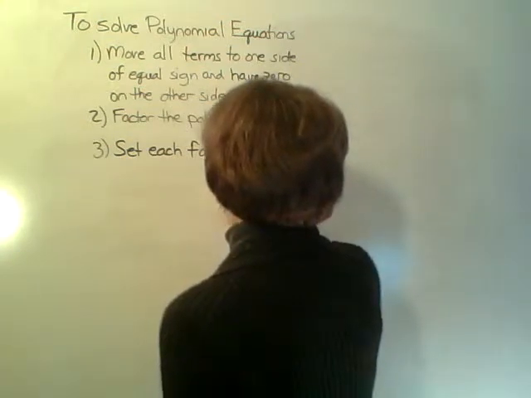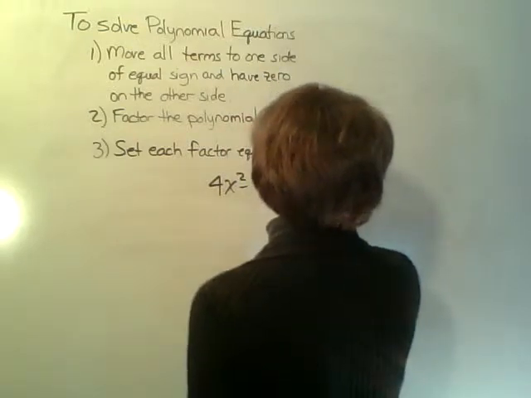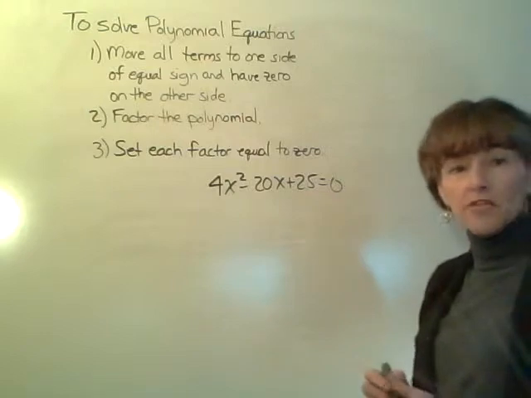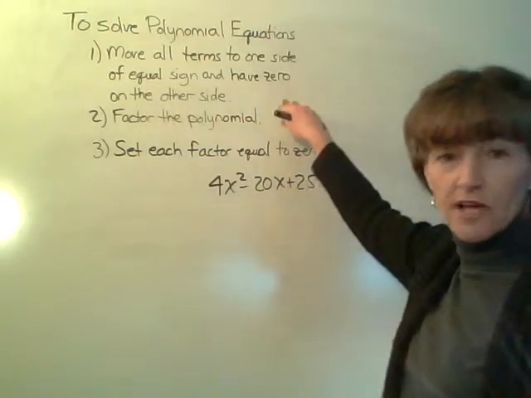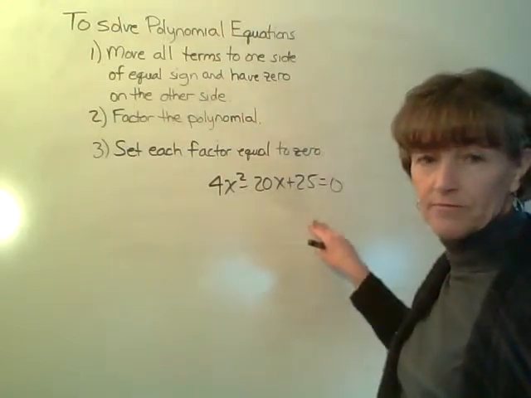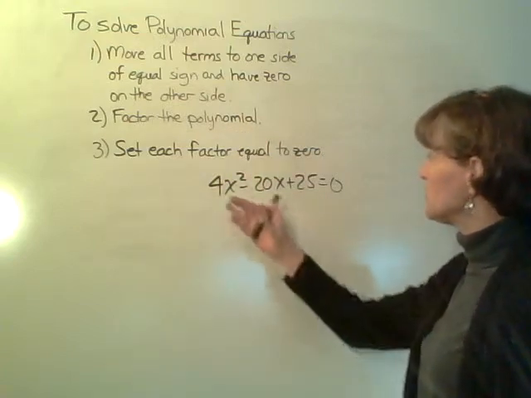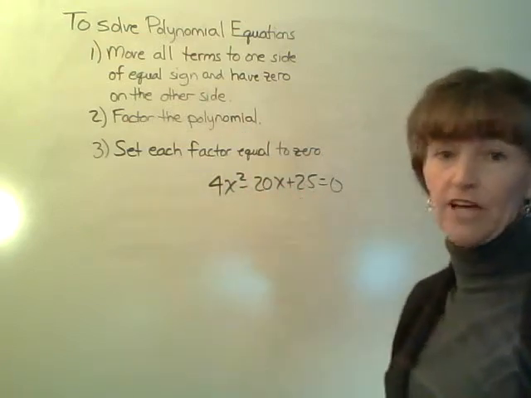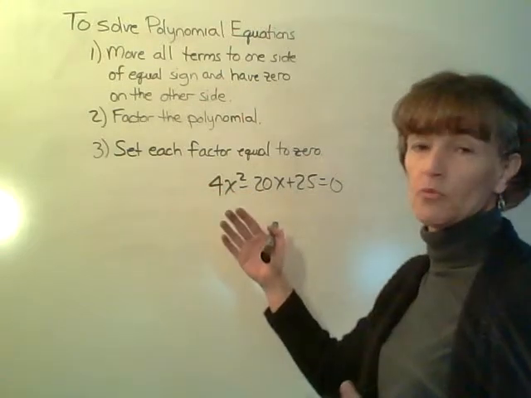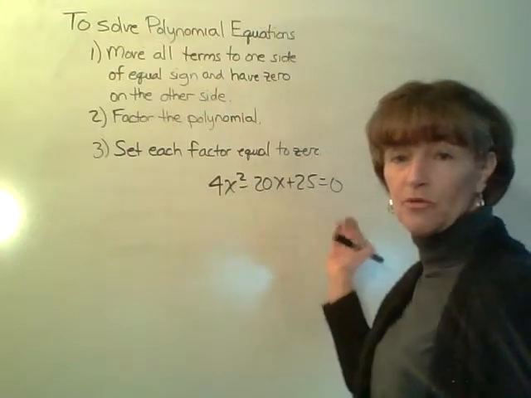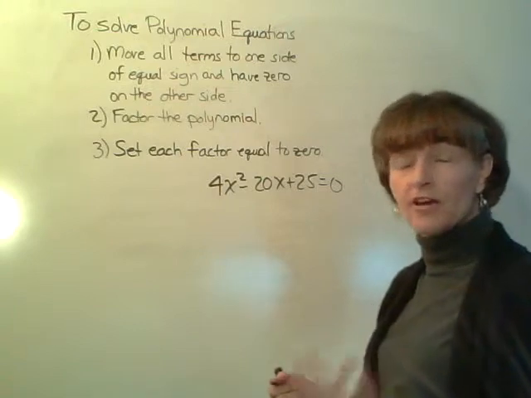Let's do 4x squared minus 20x plus 25 equals 0. Now in this polynomial, notice again that all of the terms are already on one side of the equal sign and 0 is on the other side. Right? But it is not factored, so I'm going to have to factor the polynomial. Now there are no terms in common I can factor out. And if there was a number term that was in common, when I factored it out, I really could just divide both sides by that number and get rid of it. But I can't take out a greatest common factor, so now I just identify it.